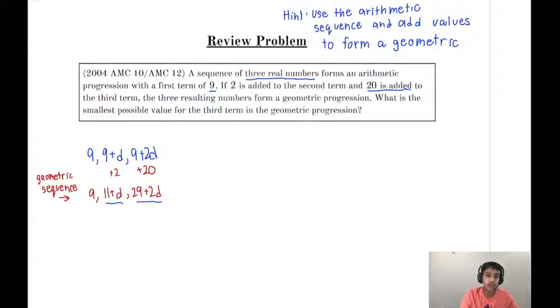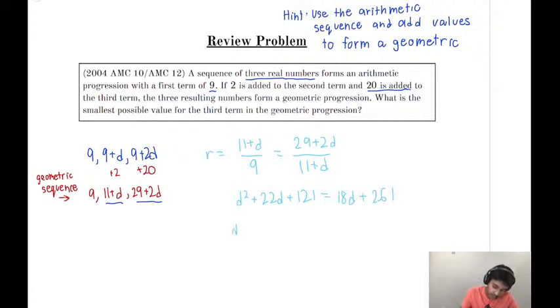Okay, so to solve this, we can see that the common ratio between terms has to be the same. So (11 plus d) over 9 will have to equal the common ratio r, and that will also be (29 plus 2d) divided by (11 plus d). Now we can just cross multiply. We get d squared plus 22d plus 121 equal to 18d plus 261. And then from here we get that d squared plus 4d minus 140 is equal to 0.